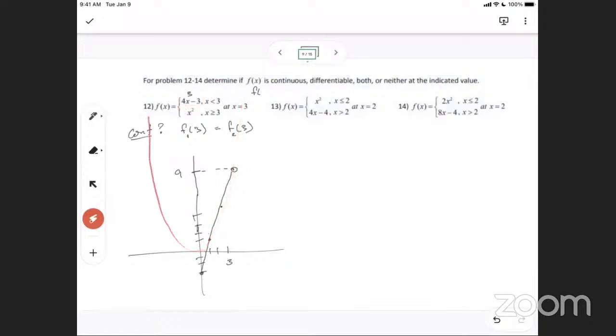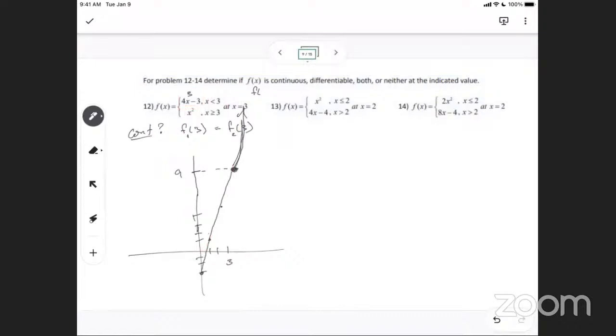Yeah, that would be a parabola. So really this is just a parabola right there. It's just a parabola, but it happens to be at that same point. So is it continuous? It is continuous because you never had to pick up your pencil. So the function is equal in both places. So that's how you find out if it's continuous.